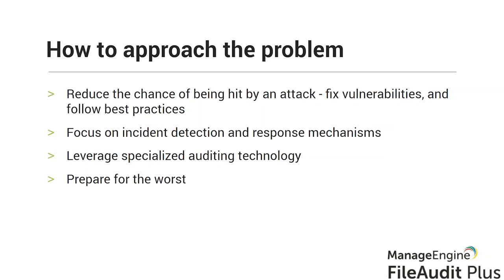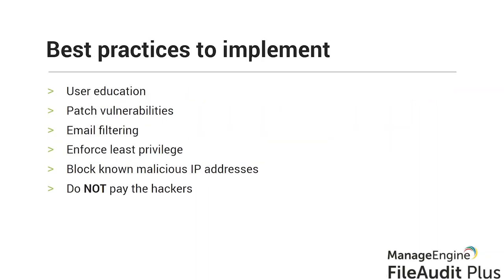And of course, the final point is to prepare for the worst. This is assuming that your preventive measures and your best practices fail, and your incident detection and response also fails. You still need to be prepared for the worst, which is where recovery and backup comes into the picture. So we're going to go over each of these points over the next few slides, and we're going to give specific focus to incident detection and response. And I'll also show you how exactly you can set up this kind of alerting with File Audit Plus over the course of the next 10 to 15 minutes.